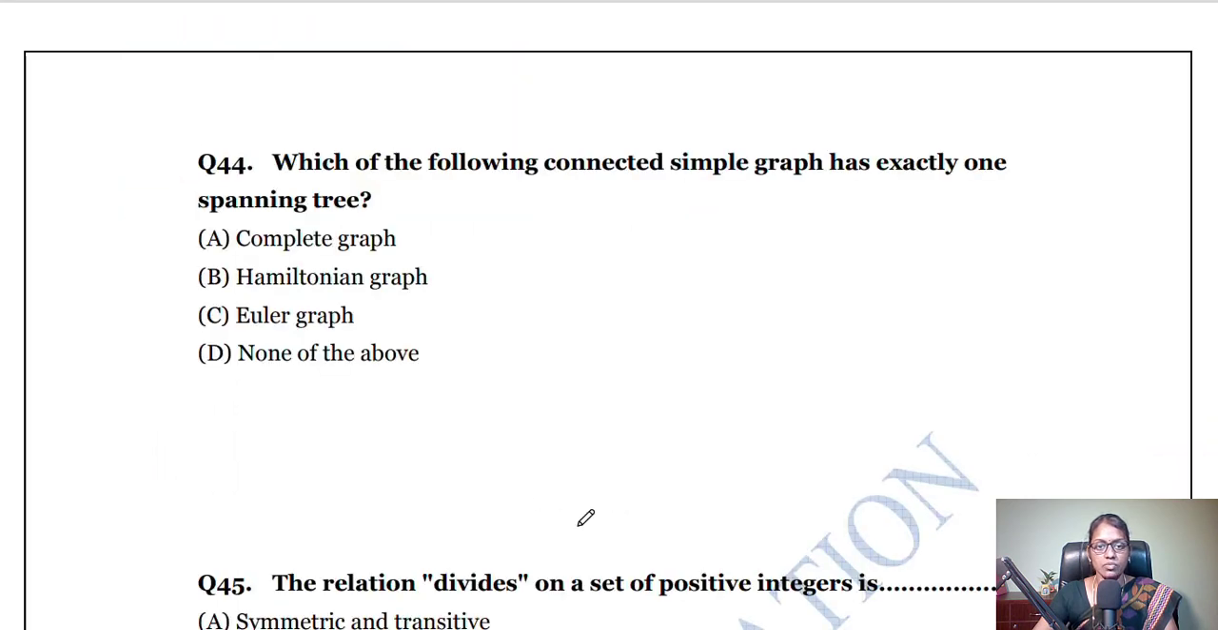And the next question is which of the following connected simple graphs has exactly one spanning tree? It is not complete or Hamilton; none of the above is the answer. Every graph may have a different kind of spanning tree, right?